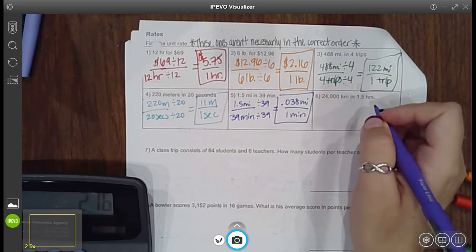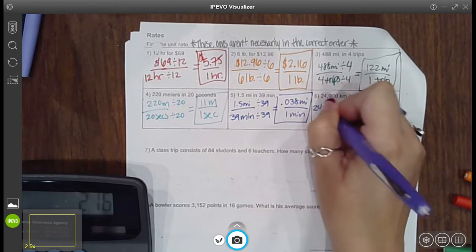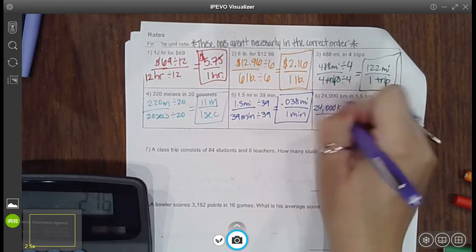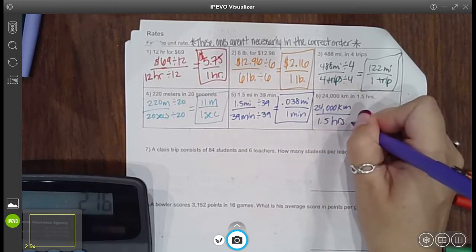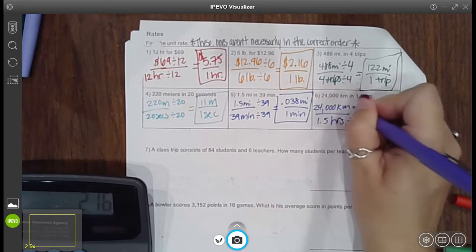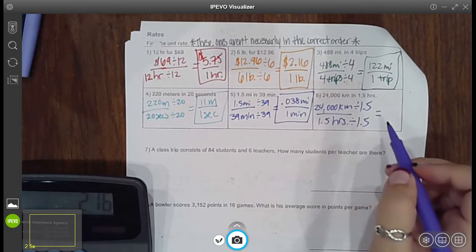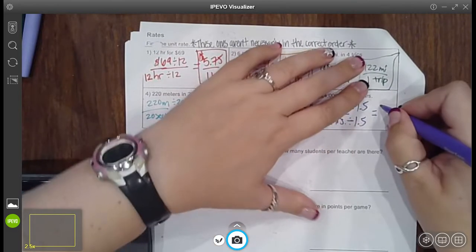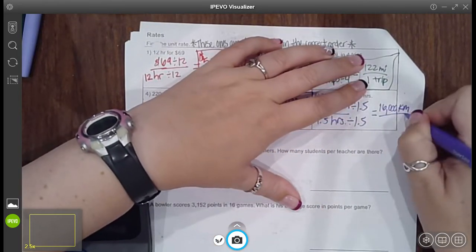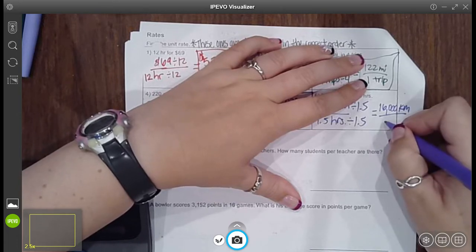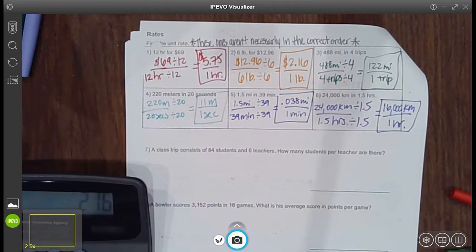24,000 kilometers in 1.5 hours, distance over time. So let's put 24,000 over 1.5 hours. If I want to get the unit rate, I'm going to divide by whatever is in that denominator, and it was 1.5. So 24,000 divided by 1.5, I get exactly 16,000 kilometers. And 1.5 divided by 1.5 is 1. So you went about 16,000 kilometers in 1 hour.